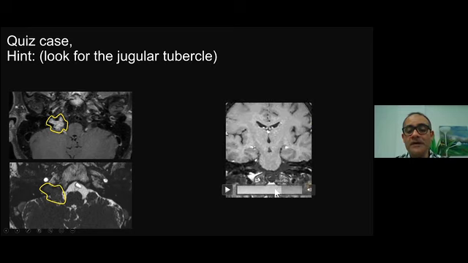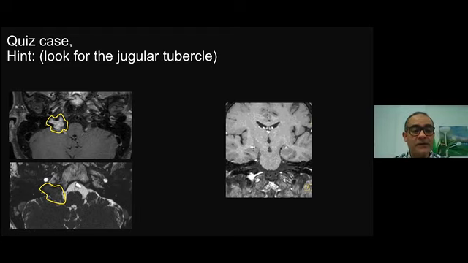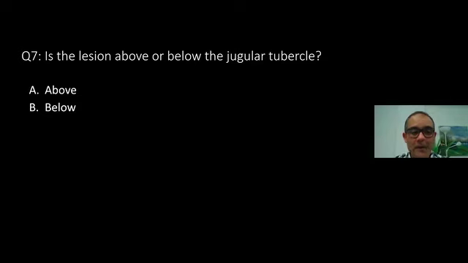And because we have another lesion here, and that lesion is seen here on axial images. And then where is the jugular tubercle? The lesion, is it above or below? I want to skip the question.